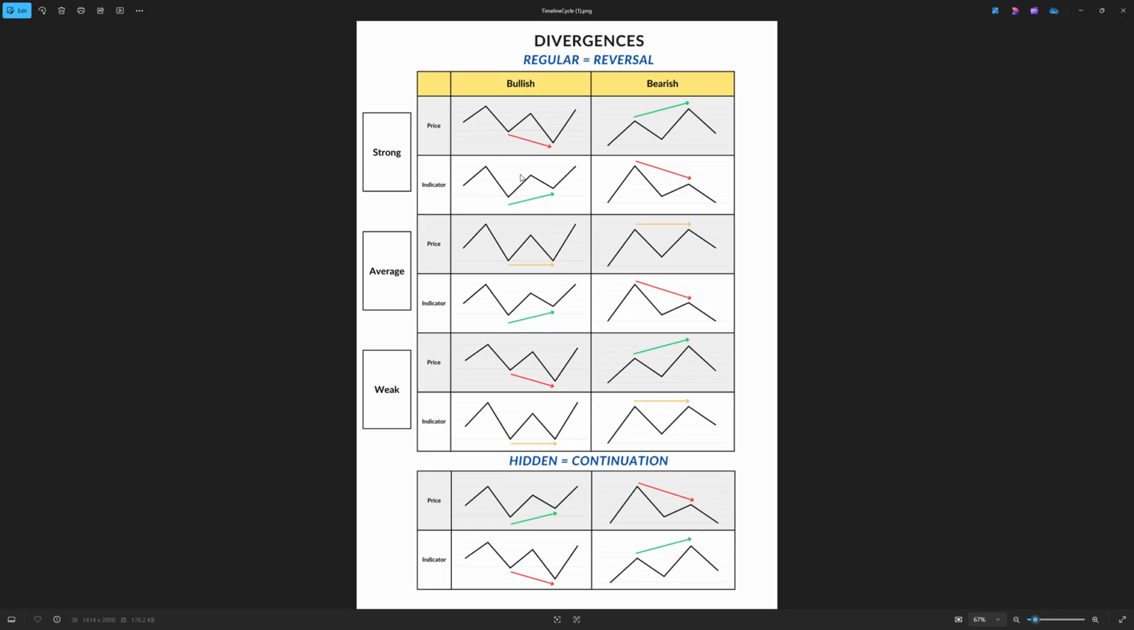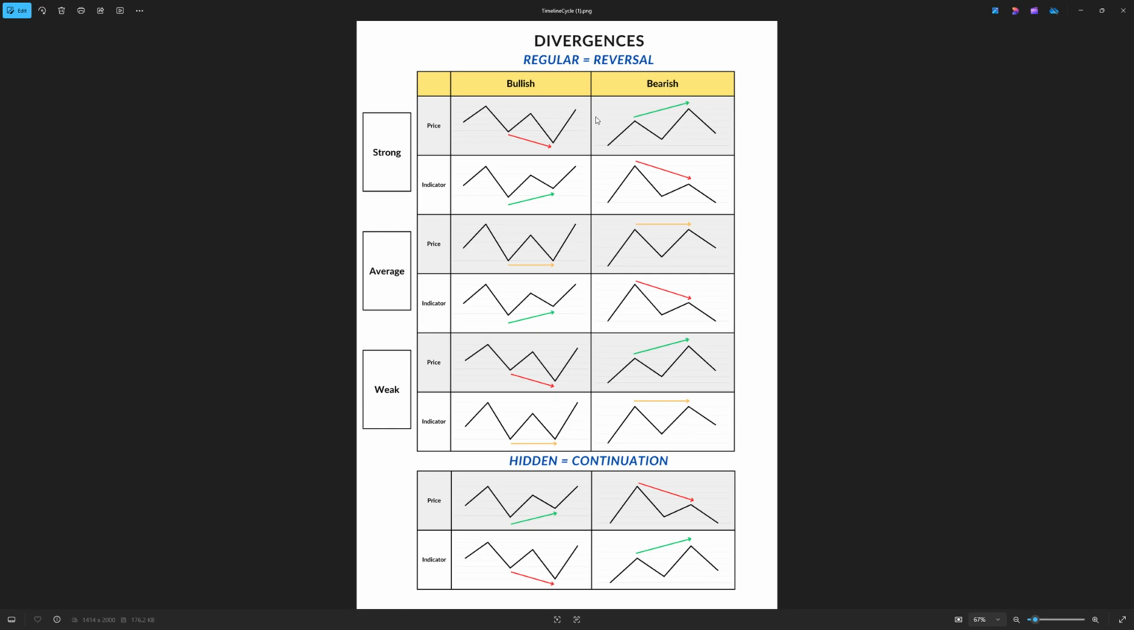Let me show you. So here we have, basically, we're saying that these are strong, average and weak. Now, that's a bit subjective. Wouldn't worry too much about it, but you can see here the structure is slightly different, okay? But the main thing to consider is that the price and the indicator are doing something different. And we have bullish examples, and bullish examples can only happen at the bottom of price, underneath price. And bearish examples of divergence can only happen at the tops of price, at the highs, okay?